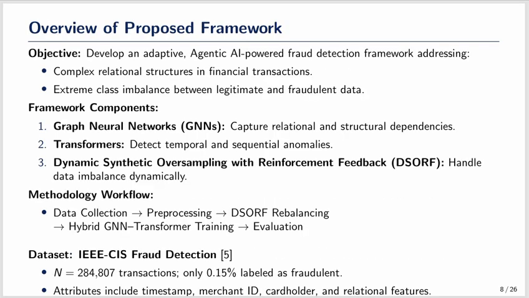This DSORF framework comes with the components of GNN transformer and dynamic synthetic oversampling with reinforcement, and the methodology works with data collection, pre-processing, the proposed method rebalancing, hybrid GNN transformer training, and evaluation. The dataset we are using is the Kaggle IEEE-CIS fraud detection dataset with around 284,000 transactions, with only 0.1% labeled as fraudulent. Attributes include timestamp, merchant ID, card holder, and relational features.